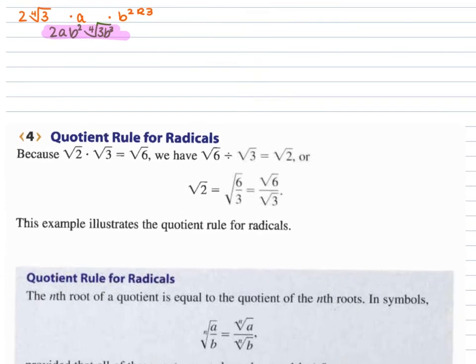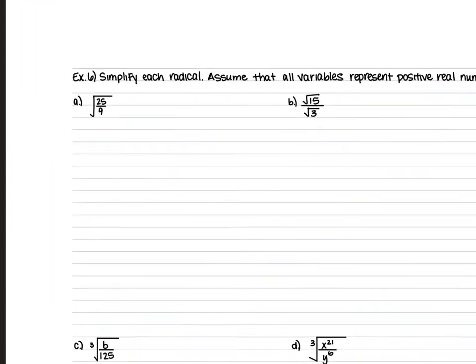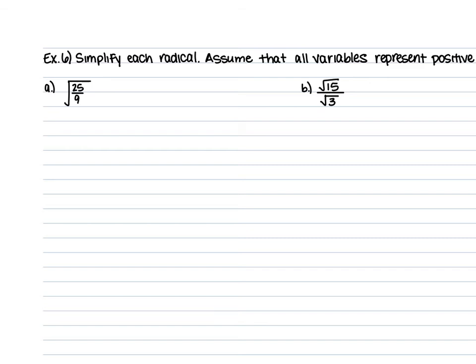For the next part of our lesson, we're going to be going over quotients of radicals. When you have a root or a radical over a fraction, it's the same exact thing as saying that radical of the numerator over that radical of the denominator. And then you're just simplifying. So if we look at example 6 for a, we have the square root of 25 over 9. This is the same exact thing as saying the square root of 25 over the square root of 9. The square root of 25 is 5. The square root of 9 is 3. So 5/3 is our answer.